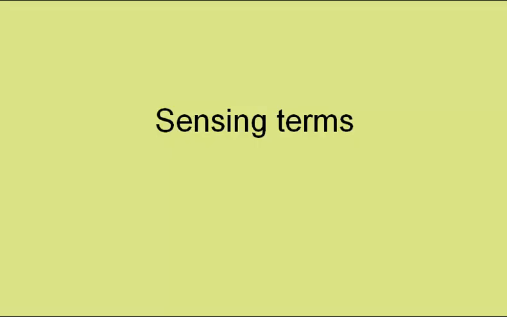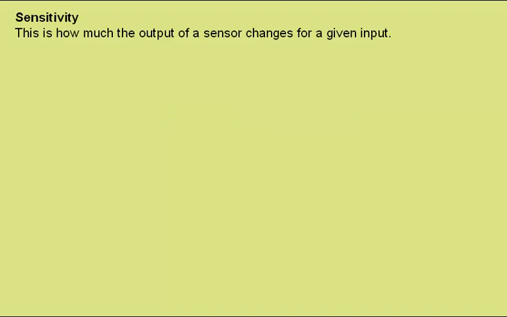Sensing terms. I'm just going to run through a few of the terms you need to be aware of when considering sensors. First, sensitivity. This is how much the output of a sensor changes for a given input. I'm going to illustrate this with a very simple case.